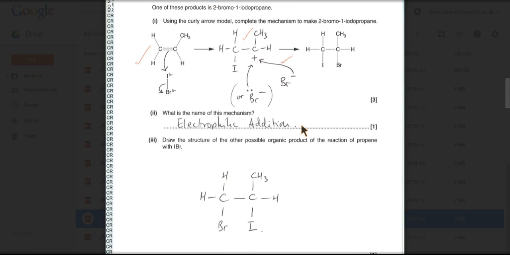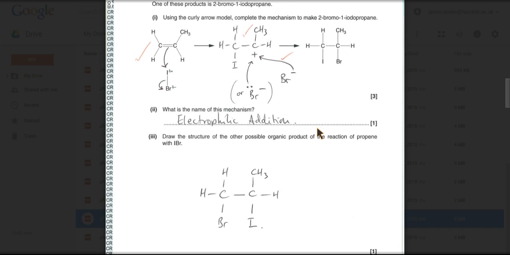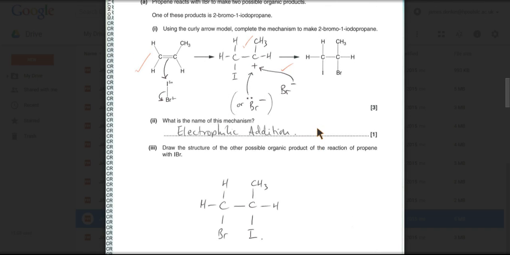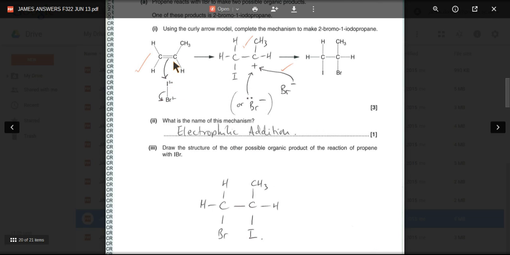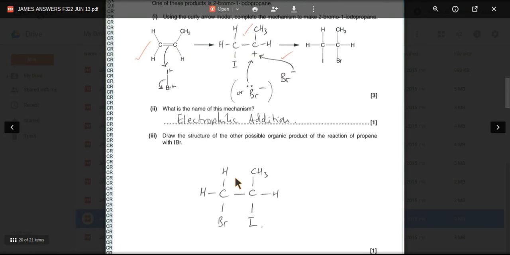Name of the mechanism, electrophilic, spelled properly with a single L at the end, electrophilic addition. The other possible organic product, well, if you'd put your iodine on that carbon and the bromine on that carbon, you'd have made something different, and there's the structure of it there.